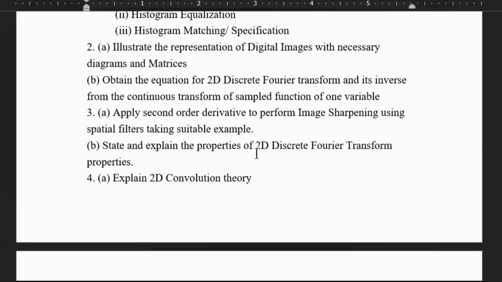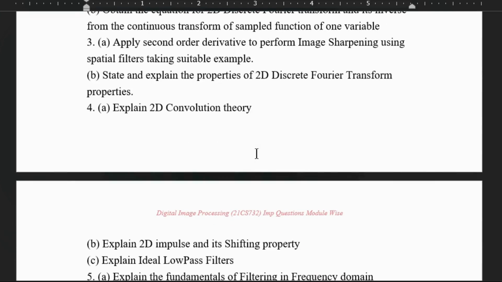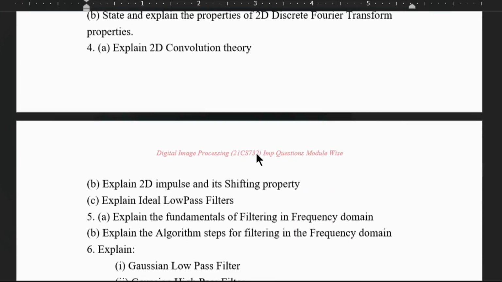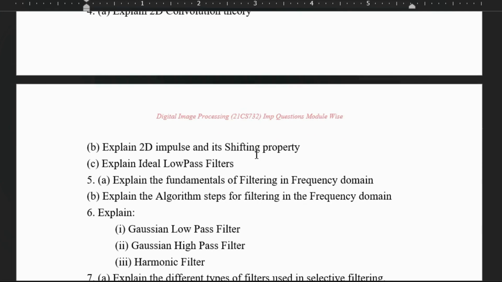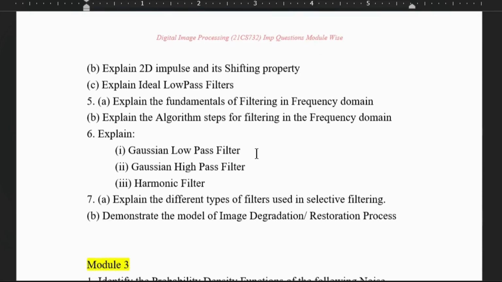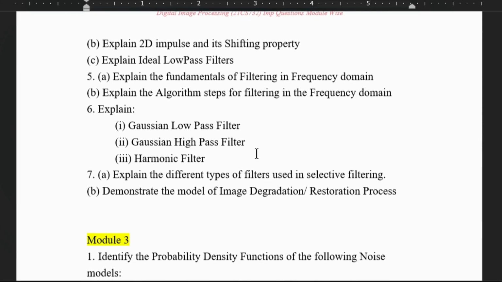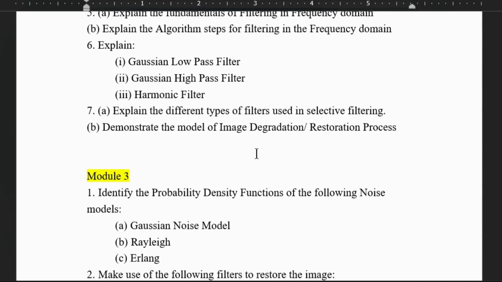Then 2D Fourier transform, one equation is there, you have to write and explain it. Then different types of filters, 2D impulse shifting property, and ideal low pass filters you have to write. Then explain the algorithm for filtering in the frequency domain. 5 steps are there and you have to mention that. Explain Gaussian low pass filter, high pass filter, harmonic filter. Again equations, definition, advantages, disadvantages.